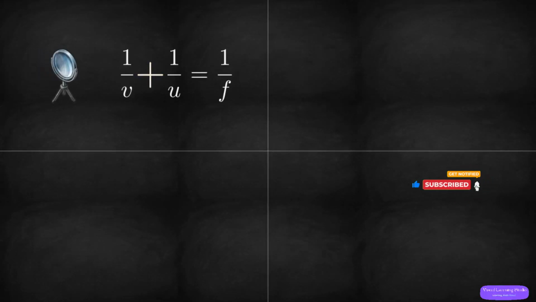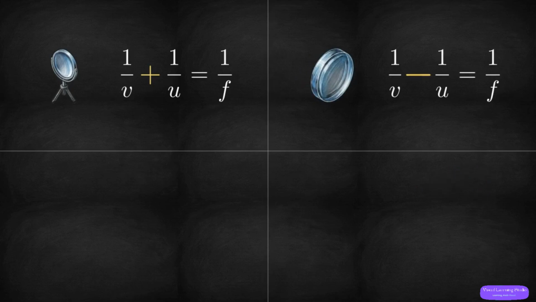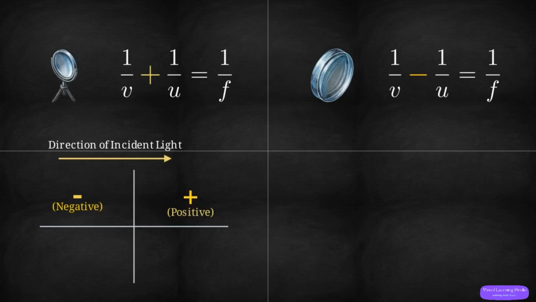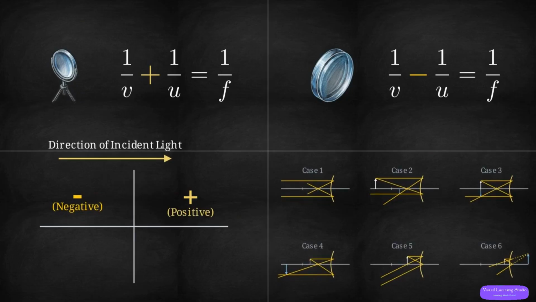Mirrors use a plus sign, lenses use a minus sign, and the direction of incoming light sets your positive axis. Practice sketching those 6 primary diagram shapes daily, and you will have this chapter locked down.